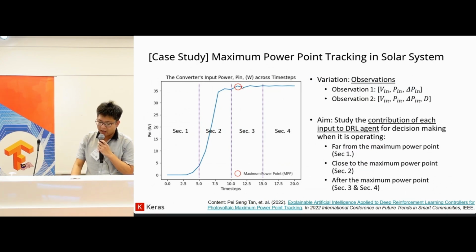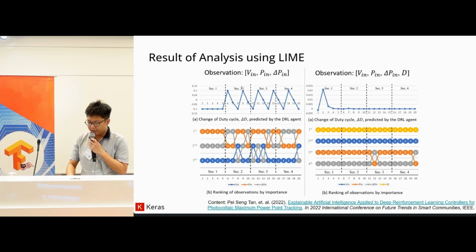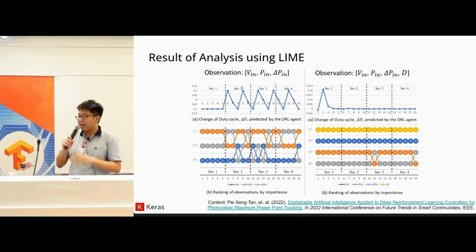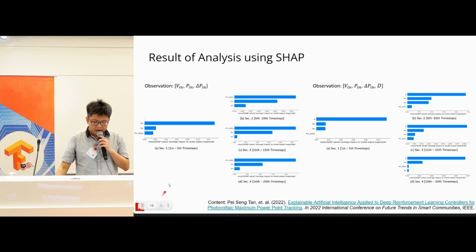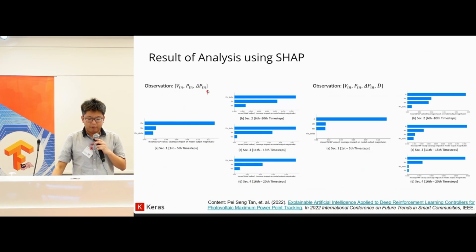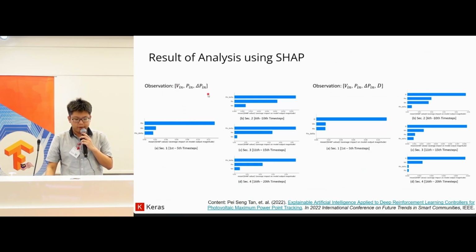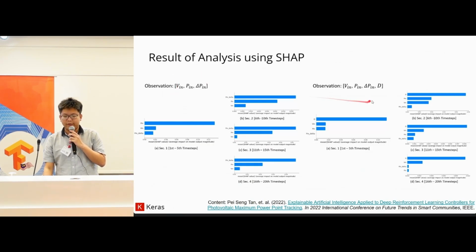So this is how I got the analysis result using LIME. And another algorithm is called SHAP. I was doing the same, so I got two results. One is from the observation with 3 parameters, and one is the observation with 4 parameters. As you can see, the D for the 4 parameter one is always dominant, right?